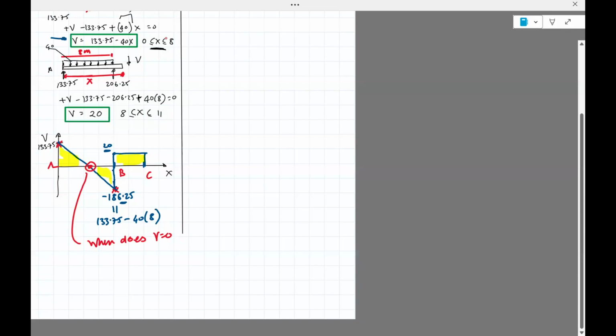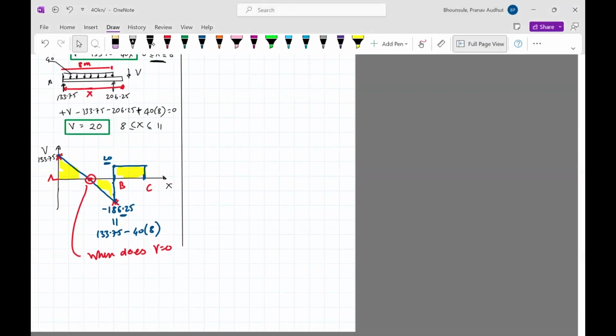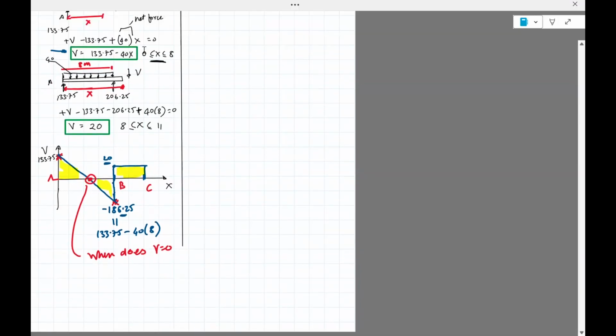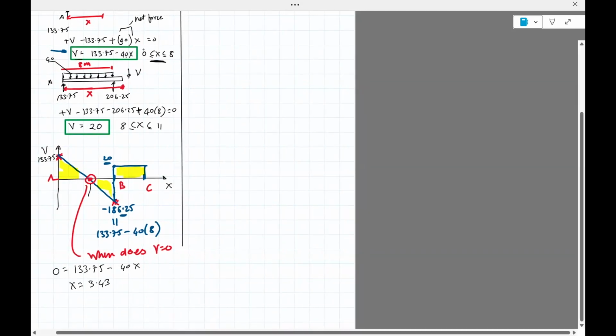In order to compute that, we already have access to the formula. We know that the formula for v as a function of x between 0 and 8 is this. So if we want to compute that point, all we need to do is substitute v equals 0 and compute x. So if you put v equals 0, 133.75 minus 40 times x, solve for x, what I get is 3.43. So this point is 3.43.